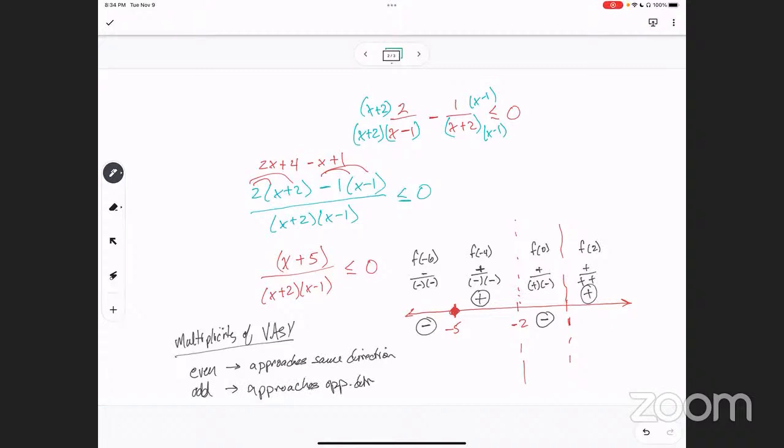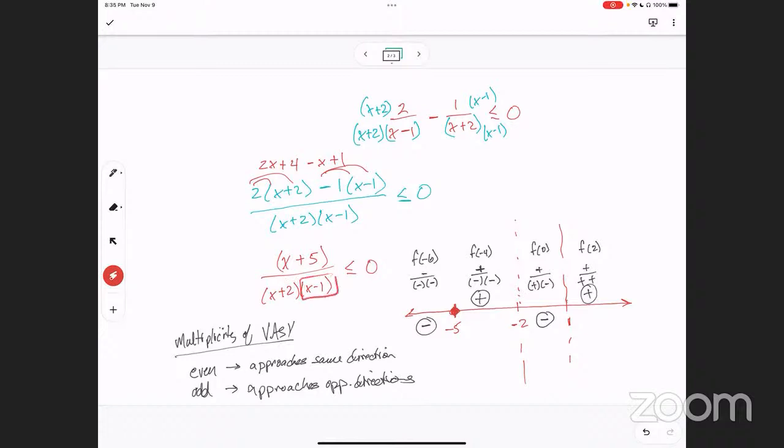Okay. So that makes sense for what I just did. What's the multiplicity of this 0 right here? Even, so it approaches the same. No, not even. What's the multiplicity of this 0? Odd. There's just one of them. How about this one?